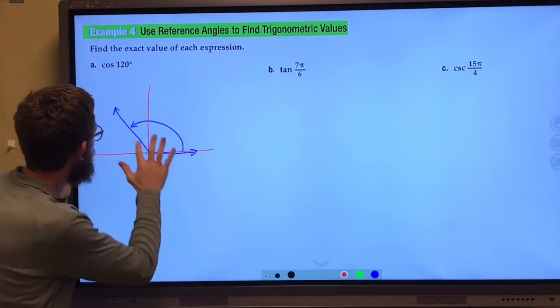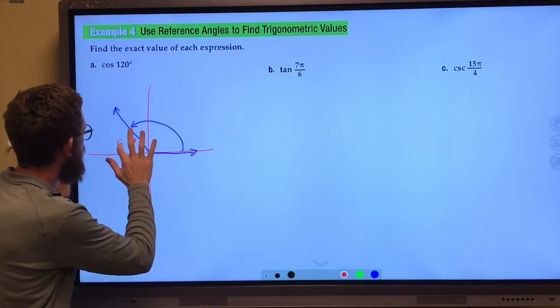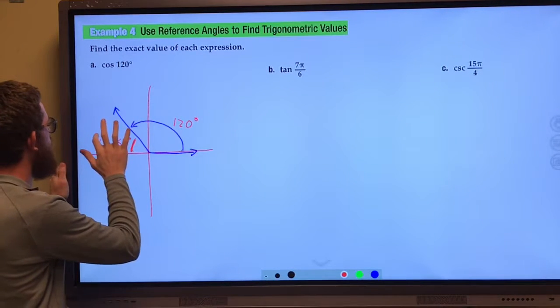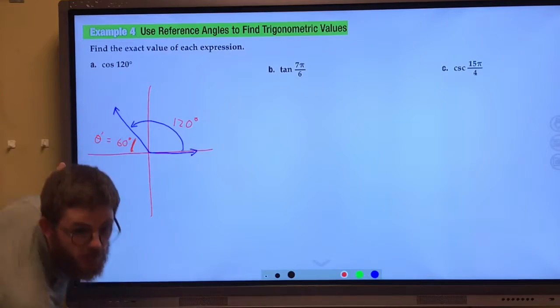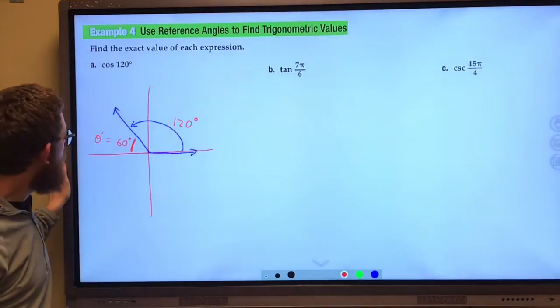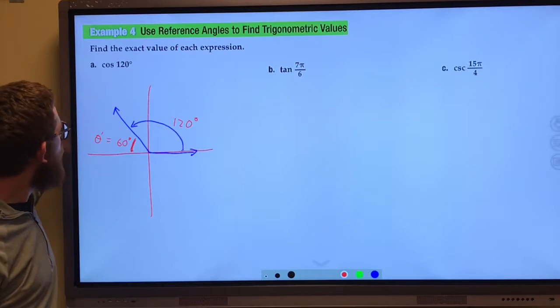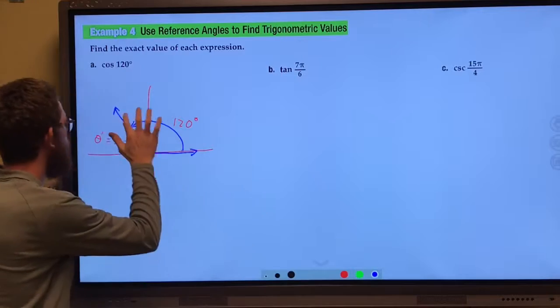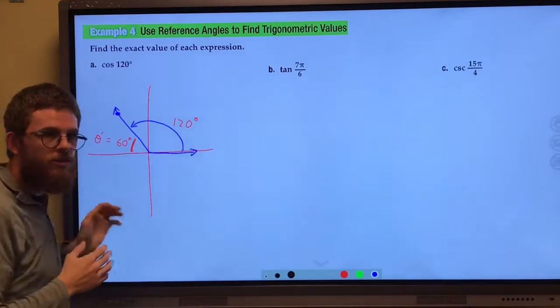Think about your reference angle here. Your reference angle would be 60 degrees. If that's 120 degrees, our reference angle would have to be 60. So think about that point. Think about that point on our unit circle. 60 degrees.